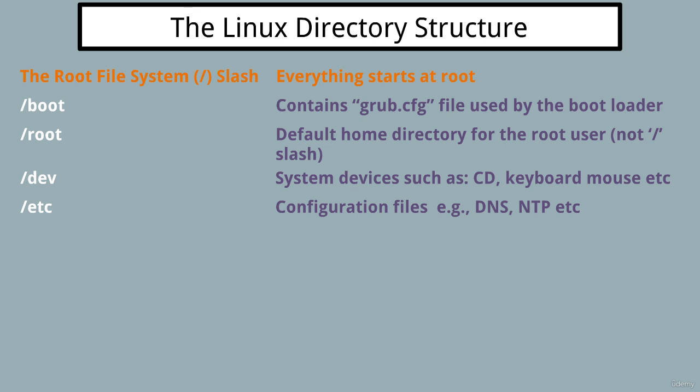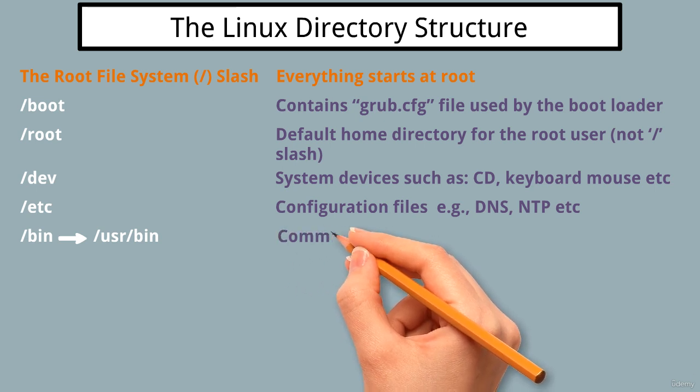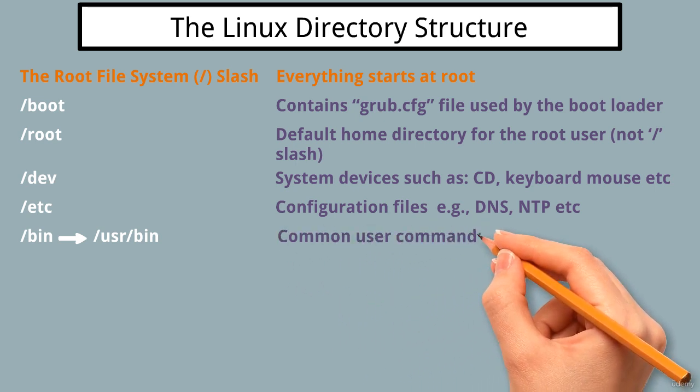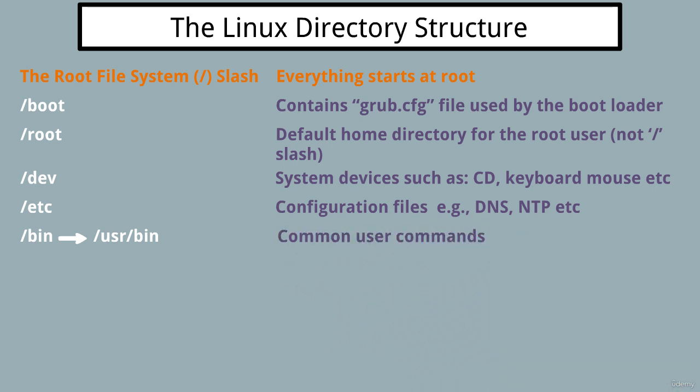Next is the /bin directory. In the newer versions of Linux, /bin has been changed to /usr/bin, or it's been linked to /usr/bin. And it's where you will find binary files or executable files. It is the directory where everyday user commands are stored, like ls, pwd, mv, rm, etc.